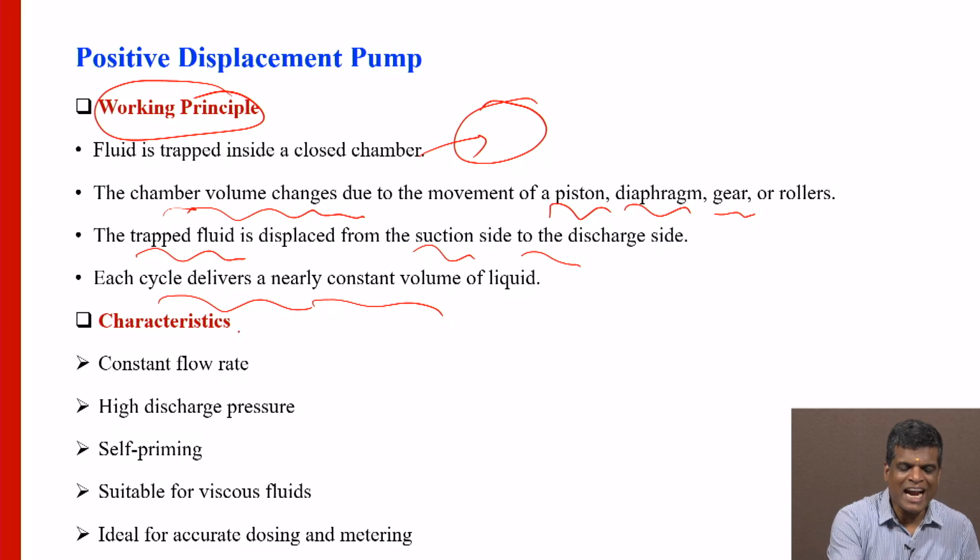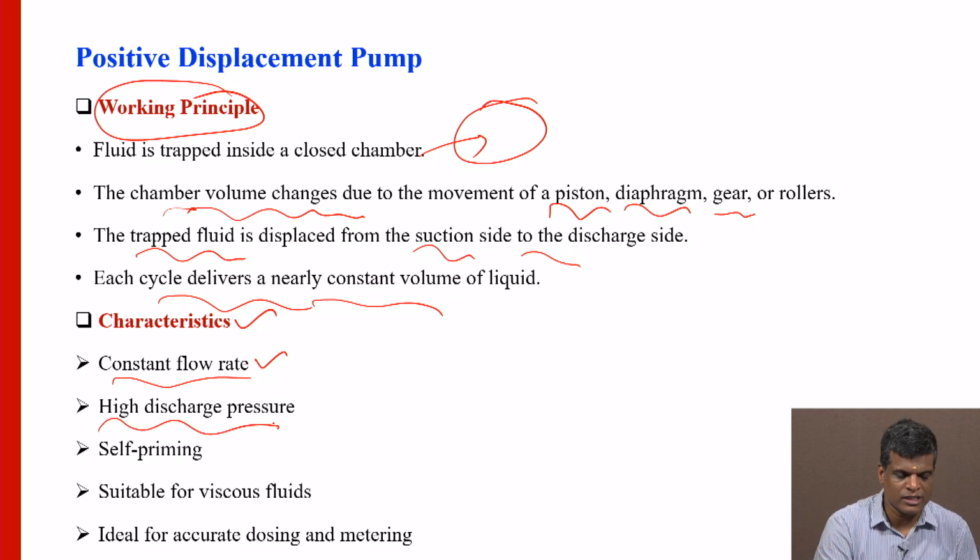So what are the characteristics here? It's a constant flow rate. Of course, you have to maintain a constant volumetric flow rate or mass flow rate, whatever you want to do, throughout this process. Then high discharge pressure, that is also a very important characteristic here. Self-priming, that is one more thing. Then it's mainly suitable for viscous fluids. For positive displacement, we use it wherever there are viscous fluids. It's ideal for accurate dosing and metering.